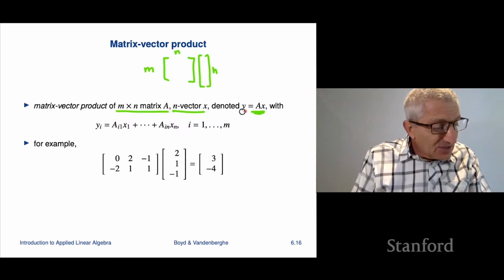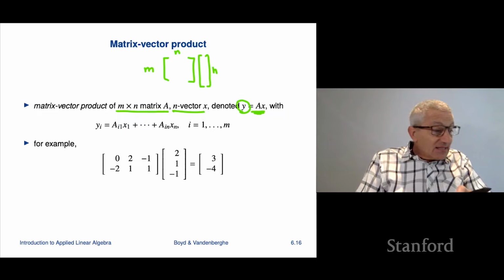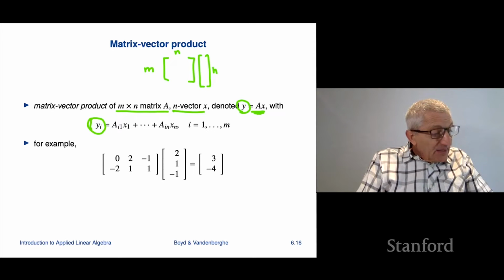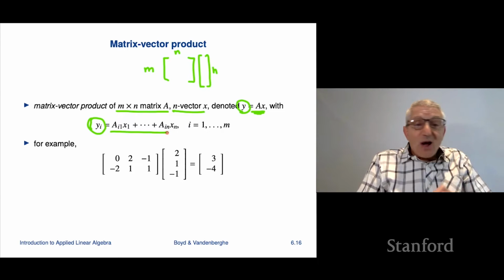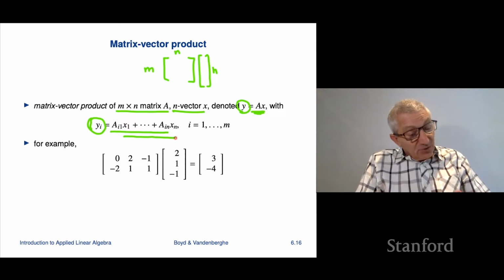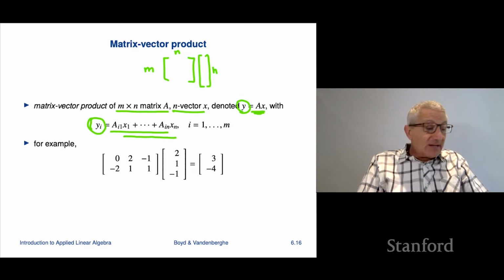What you get from the matrix vector product is an m vector. And its ith entry is exactly this. You go across the ith row of A and you multiply those by all the entries in X. You might recognize that as an inner product, and you are right, it is an inner product.